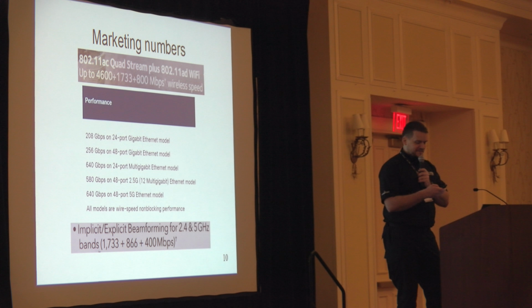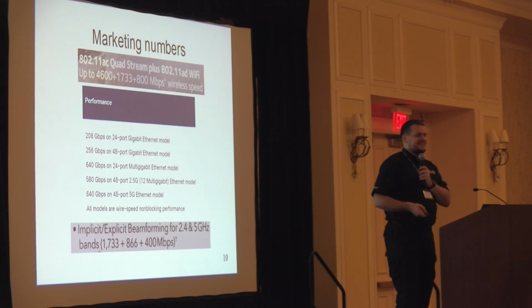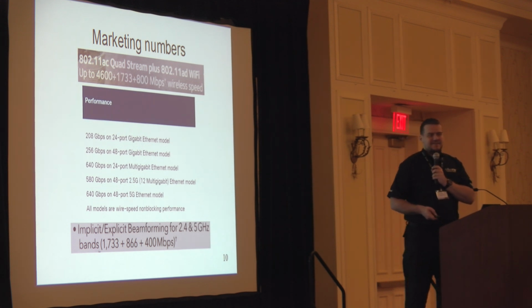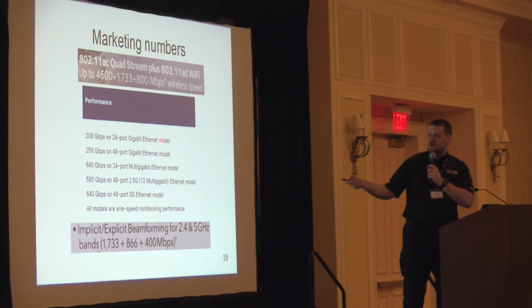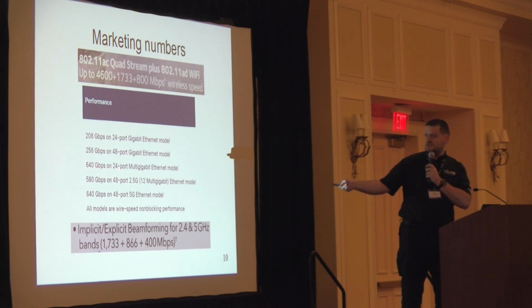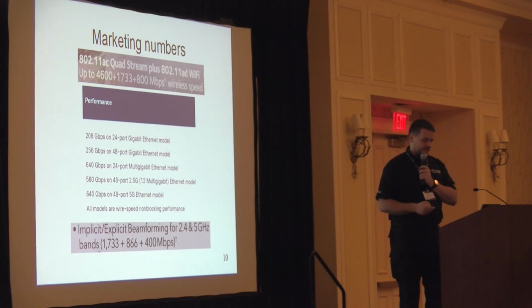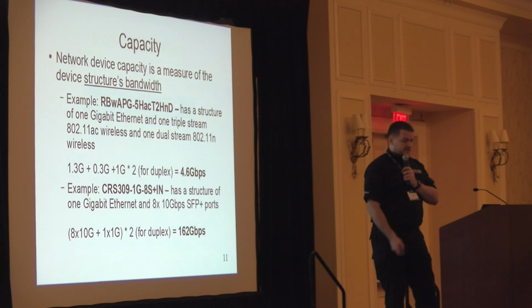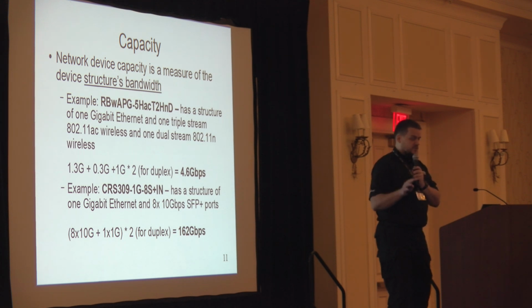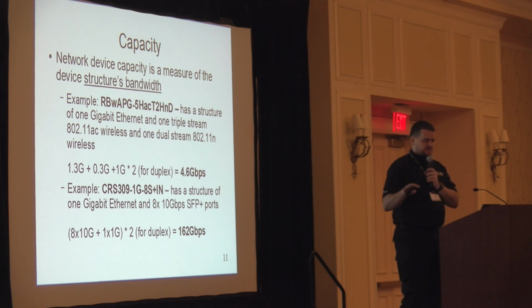Lies? Well, not exactly. Also, switches. Many manufacturers really love to put these numbers over here for their switches. Gigabits per second. So how can you get 640 gigabits per second on a 24-port switch or something like that? Well, basically, the right answer is that it's not lies. It's actually called capacity. Network device capacity is a measure of a device's structure bandwidth.